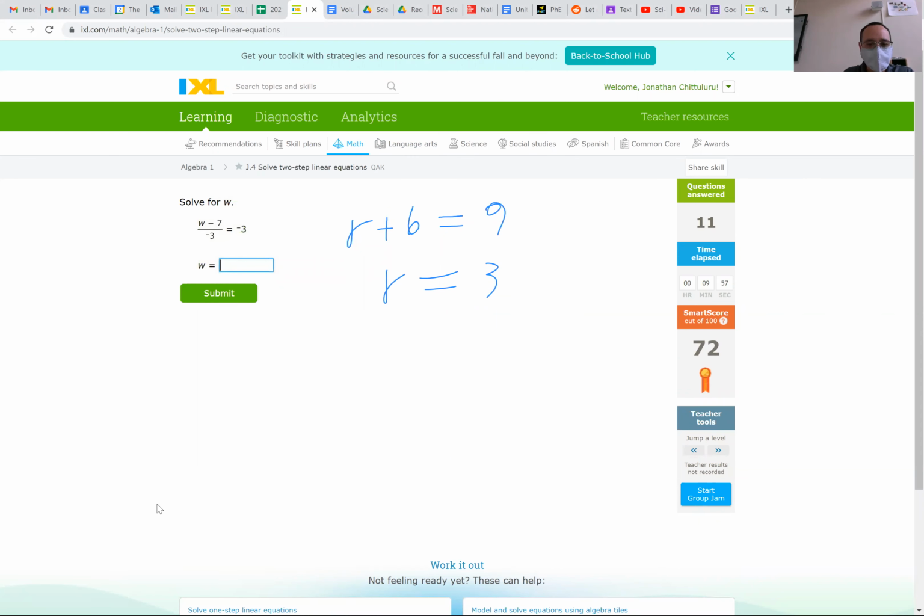And this really makes you do a lot of math problems, doesn't it? That's no joke. Okay, so W minus 7 over negative 3 equals negative 3. We have to undo the division of negative 3, so we got to multiply both sides by negative 3. So W minus 7 equals negative 3 times negative 3, which is going to give us 9.